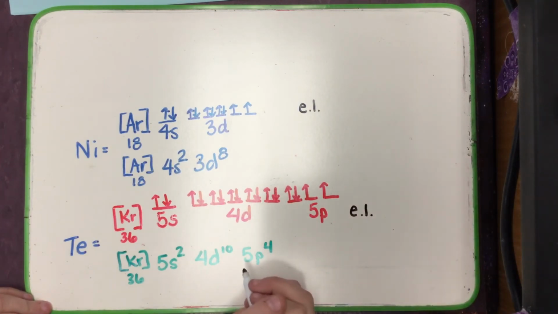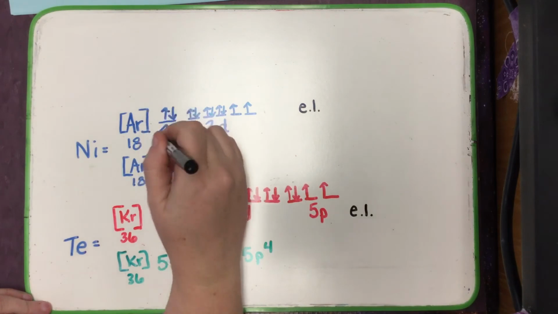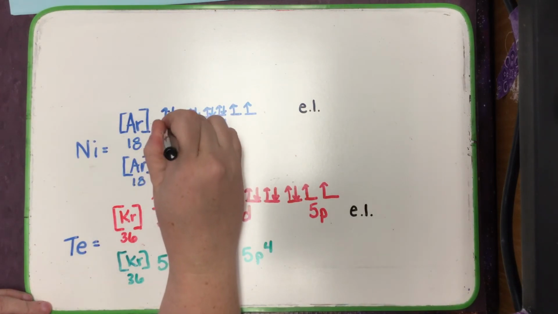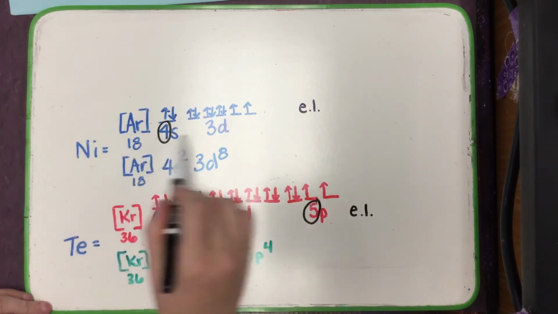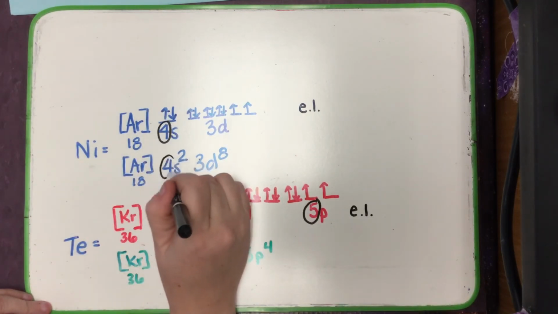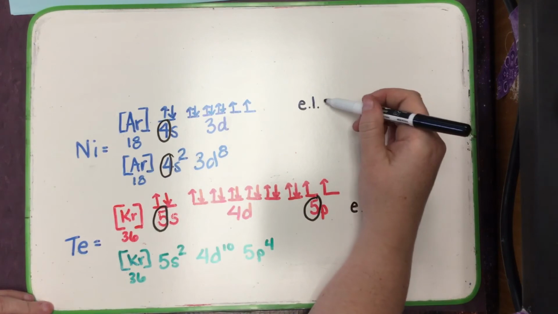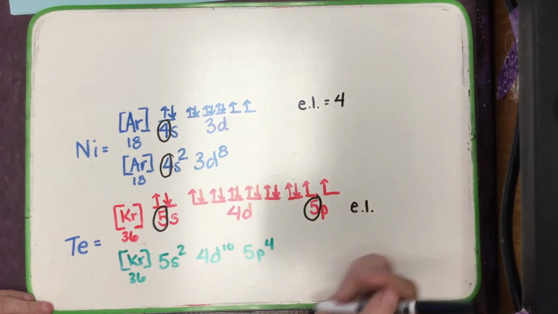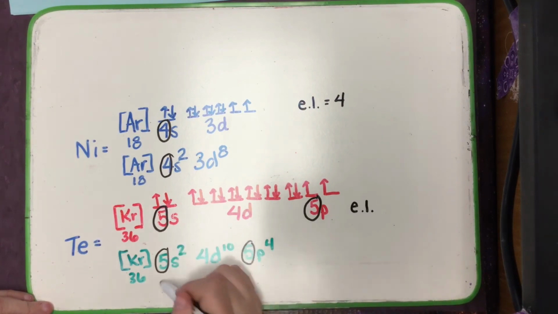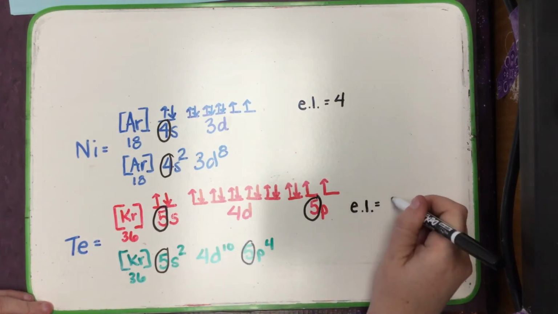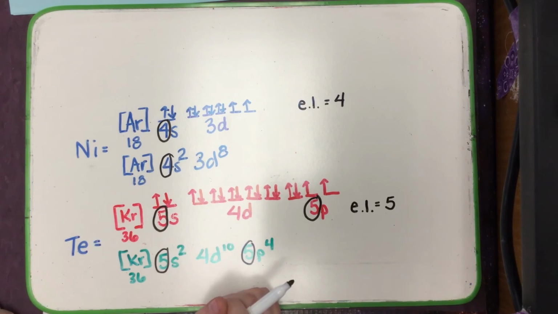Energy levels really don't change. Energy levels are always the largest principal quantum number that you drew. So my largest number in my first example of nickel here is a 4, so they have 4 energy levels. Whereas tellurium, the largest number that I drew was 5s, so this has 5 energy levels. Energy levels will always be the biggest number.